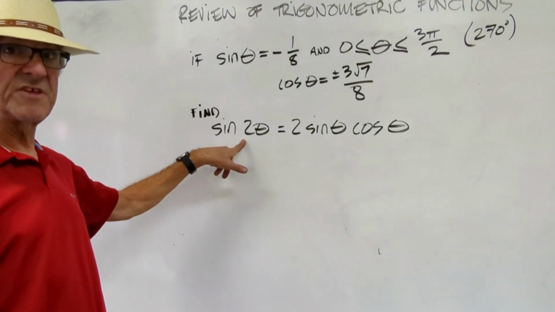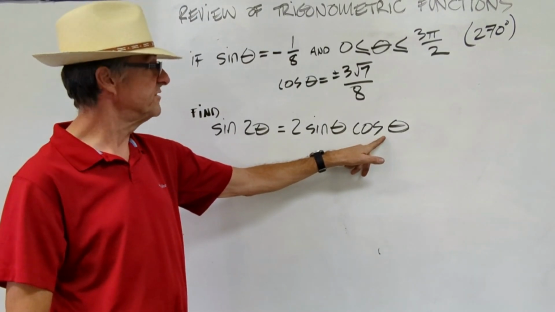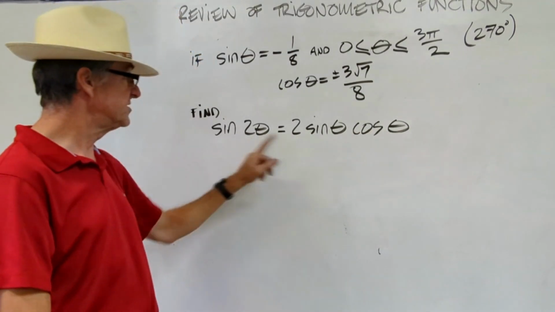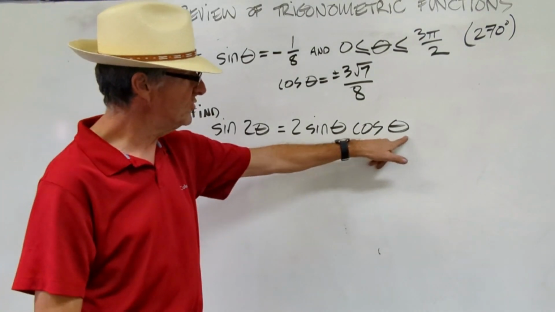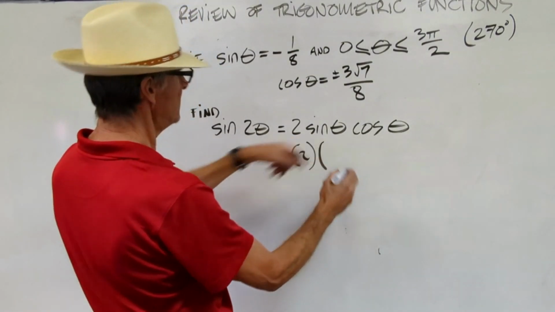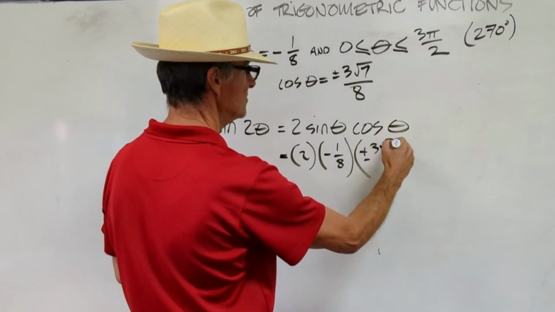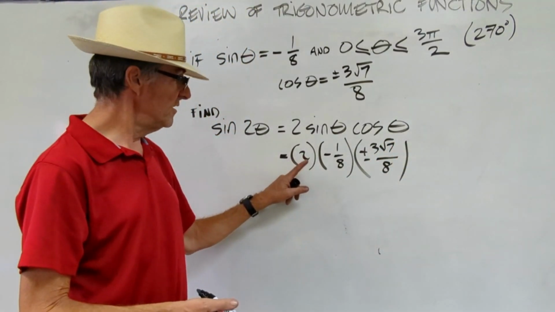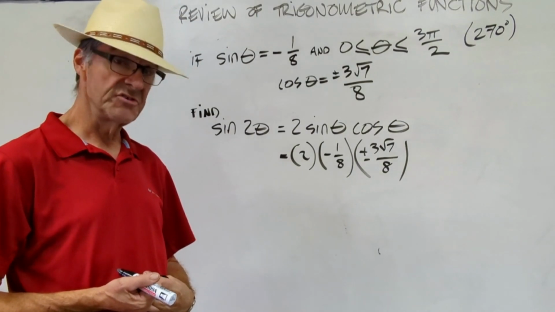I don't know what sine 2 theta is, not yet, but I do know what sine theta is. I was given that in the beginning, and I just figured out what cosine theta was, which is plus or minus 3 root 7 over 8. So if I do this substitution, remember this is a double angle theorem. We only have one for sine, the other two are for cosine. Now I can do a nice little plug-in step, which is going to be 2 times sine theta, which is negative 1/8, times cosine theta, which is plus or minus 3 root 7 over 8. So now I've got two multiplications to do. I can do this times positive, this times negative, get my two answers, and then evaluate my results. So go ahead and do that.